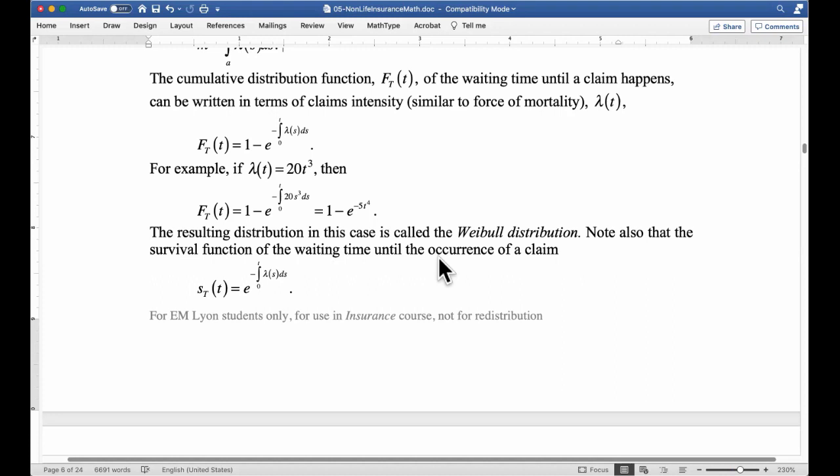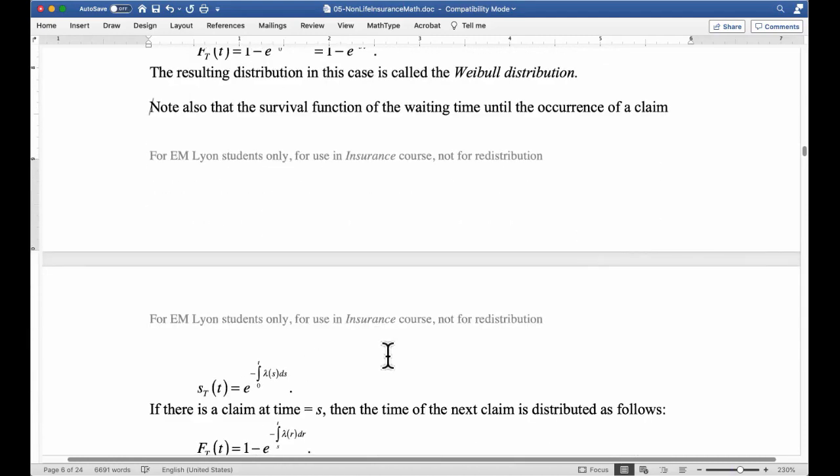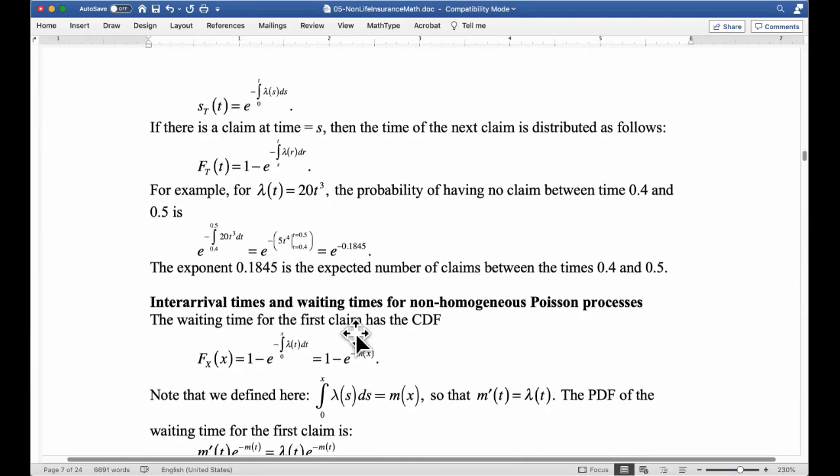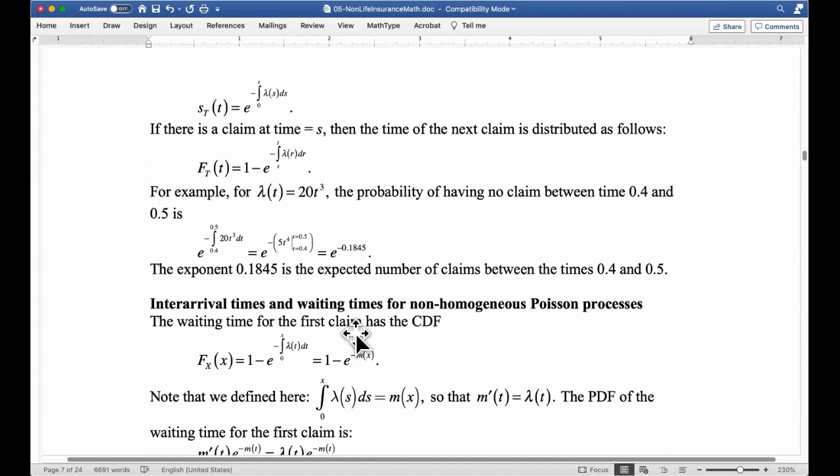And the survival function of the waiting time until the occurrence of a claim in general is, I probably should separate this, S sub T of t is e to the minus integral from 0 to t of lambda of s ds. If there is a claim at time s, then the time of the next claim is distributed as follows: F sub T, the cumulative distribution function of T, is 1 minus e to the minus the integral from s to t of lambda of r dr.